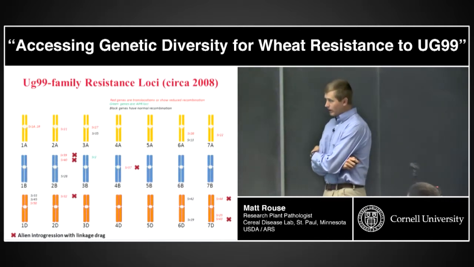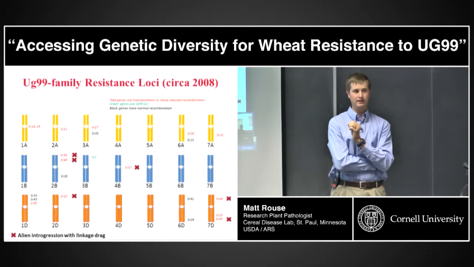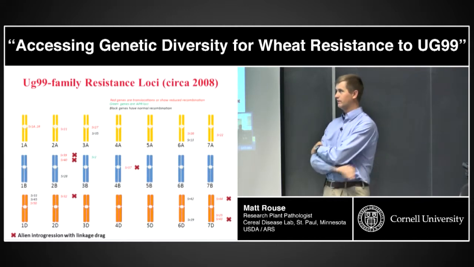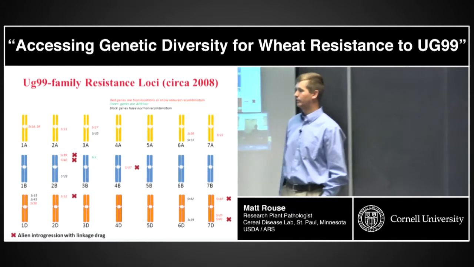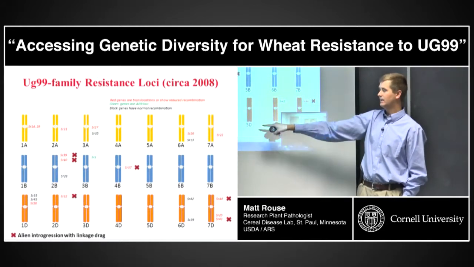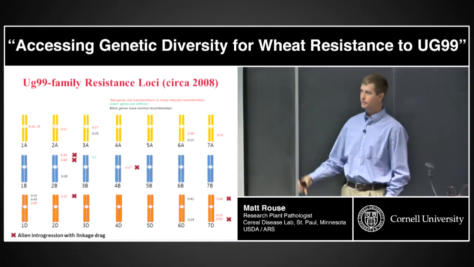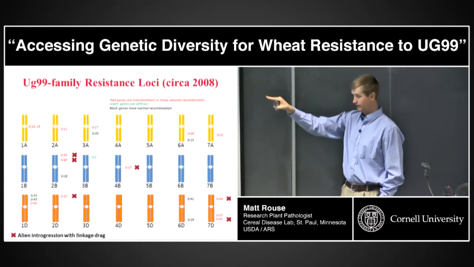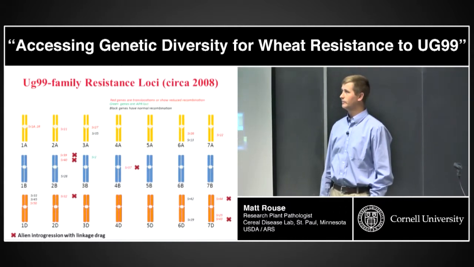And before I really jump into our projects, I'd like to show this slide as the last bit of an overview to the research that we're doing. And so in this slide, you have the different wheat chromosomes, and they're organized by the different wheat genomes. And so in bread wheat, there are 3 different genomes, the A, B, and D, and then the different chromosomes in each of those genomes. And this is a cartoon showing where the known UG99 resistance genes are located in 2008 anyways.